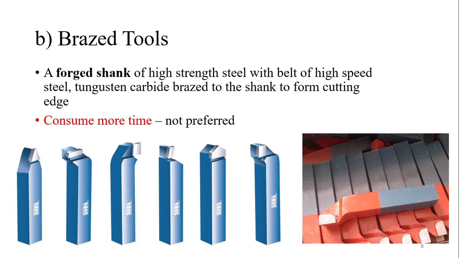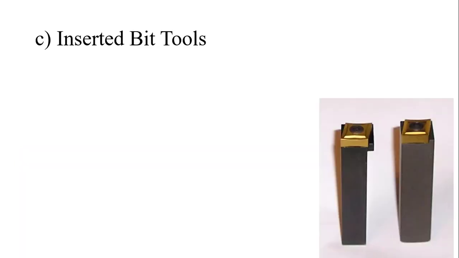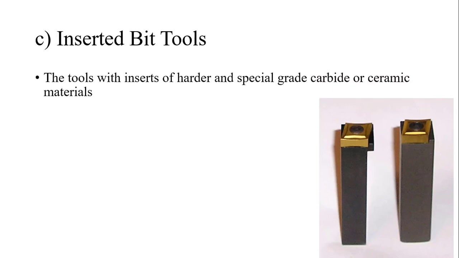It is not preferred. Why? Because brazing takes time and you need to check every time whether it has brazed correctly or not, fine. So in that case, brazed tools consume more time to set up. Then there's a third type, inserted bit. This is largely used in the industry. It is very easy to fit the bit and using it is very easy. Installation is very easy. These are tools with inserts of harder and special grade carbide or ceramic material.